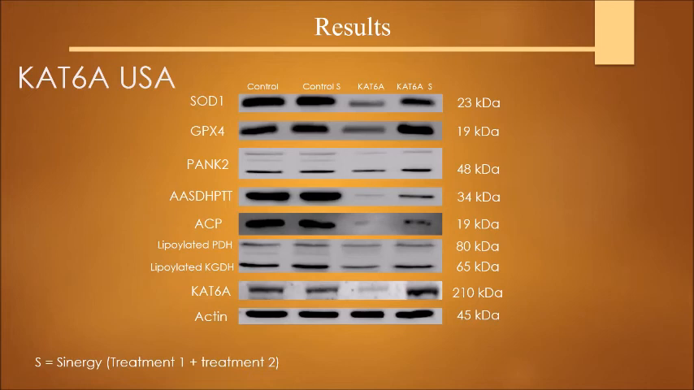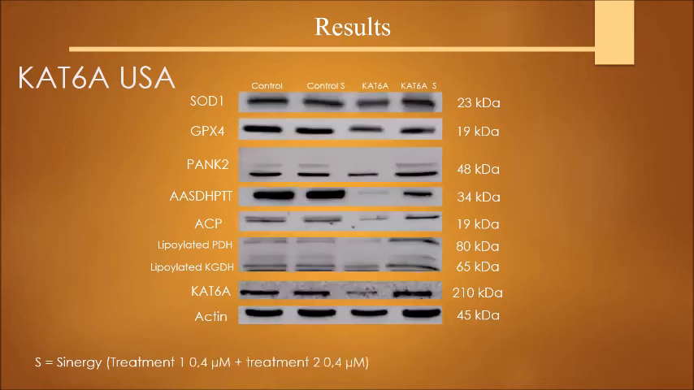We also did this with every patient fibroblast, and we found a difference between patients. We found that the basal expression of some proteins in some patients is different from another, and that we need a lower concentration for this patient than for another patient. So in this case, at 0.4 and 0.4 micromolar of treatment one and treatment two, we see the recovery of the affected proteins. We see the most remarkable protein for sure.